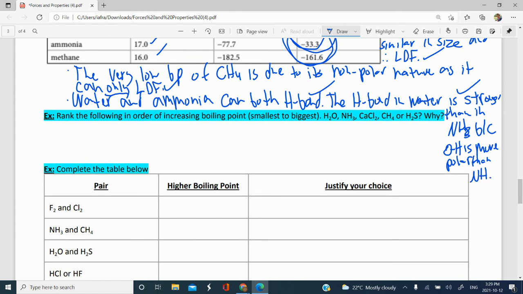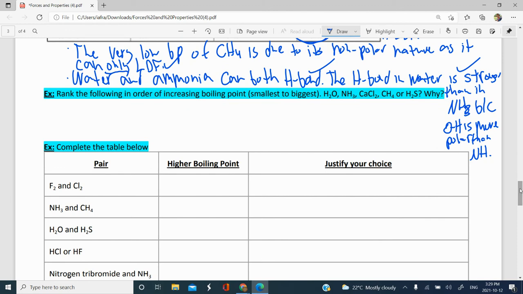And let's do this last question here, and afterwards we'll make another video for the table just to make sure we understand it. But here we want to rank the following in order of increasing boiling points, so smallest to biggest. So right away, I know CH4 is nonpolar, so that's going to be only LDF. That's going to be my smallest one, likely.